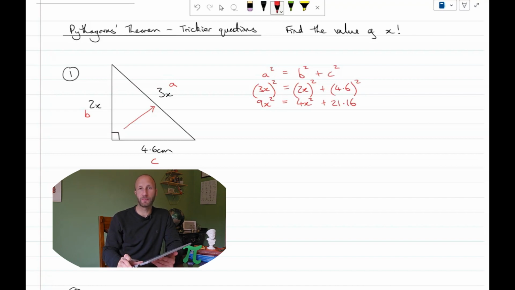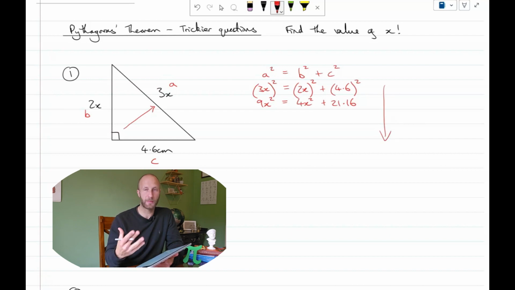And then I need to be able to solve this equation. So Pythagoras' theorem hasn't changed. I'm still using a squared equals b squared plus c squared. I'm still subbing in using brackets. The harder part of this is making sure I use brackets correctly and then how I manipulate and deal with this and solve this equation.